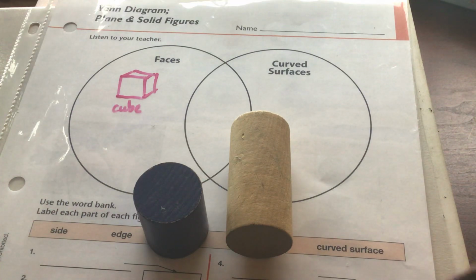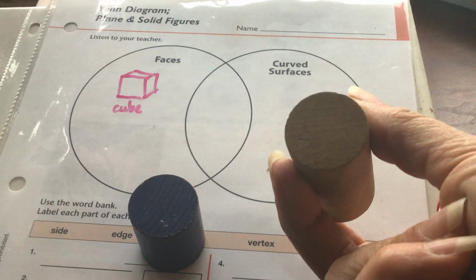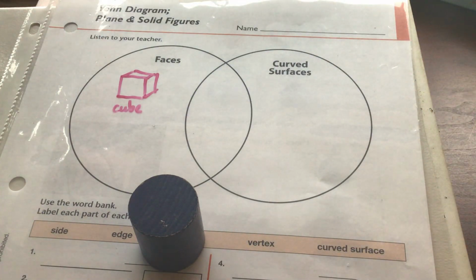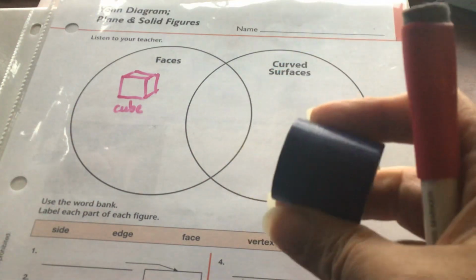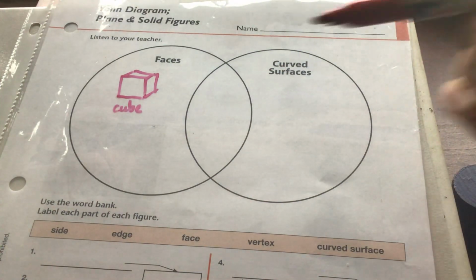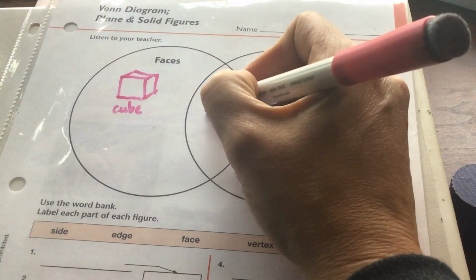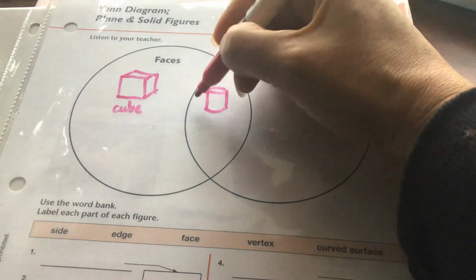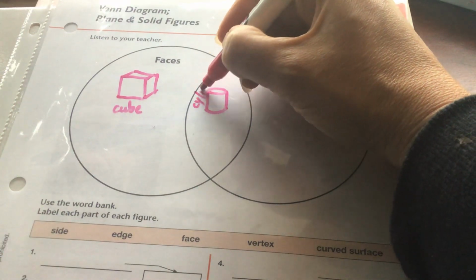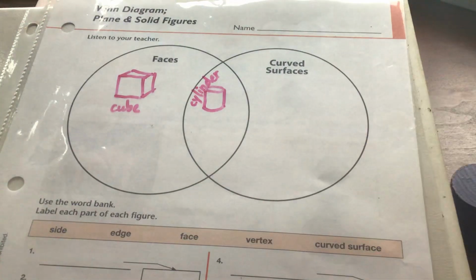Does a cylinder have faces? Well, it does. It has 2 circular faces, 2 flat faces, all right? And does it have any curved surfaces? It does. It has 1 curved surface. The rounded side, that's a curved surface. So a cylinder, we would actually draw in this part, okay? So you're going to curve, do a little oval there at the top, and you can write the word cylinder. A cylinder has faces and a curved surface.